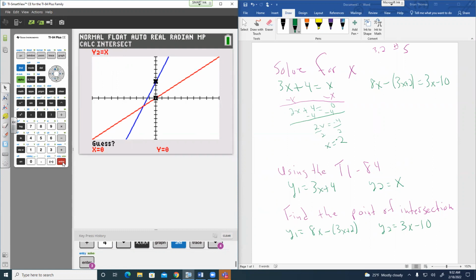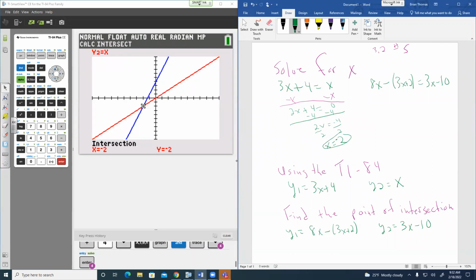If I hit enter again, hit enter again, it'll move us to the point of intersection. So notice how x equals -2. And notice how we got our answer over here, x equals -2. So we see that on both of those.